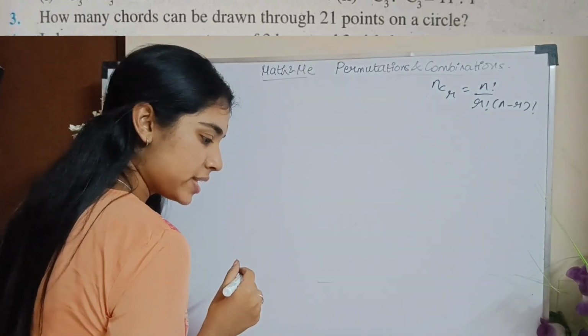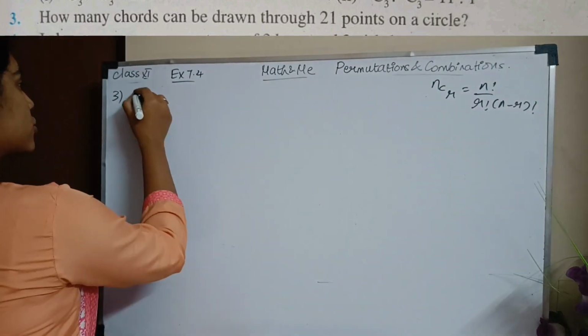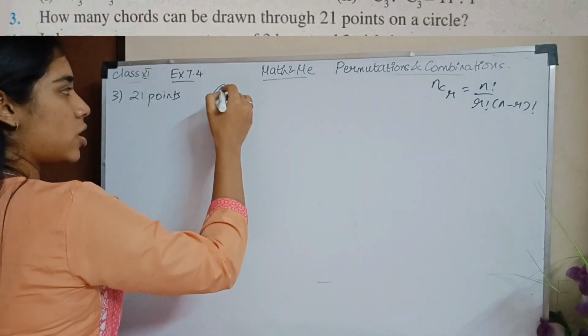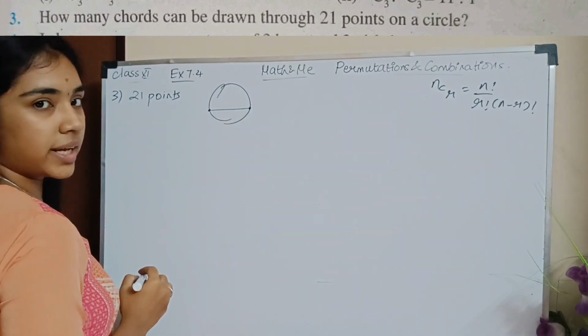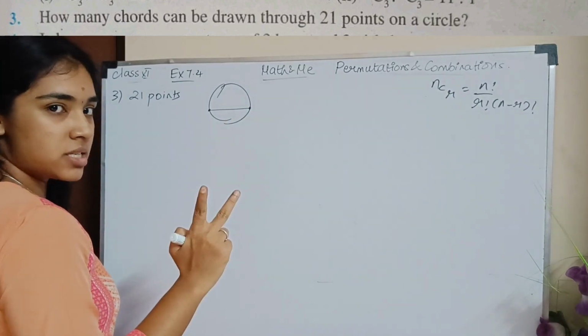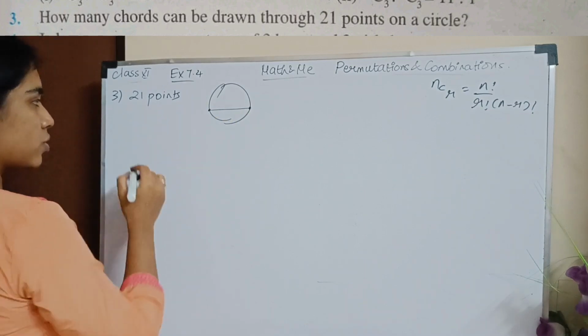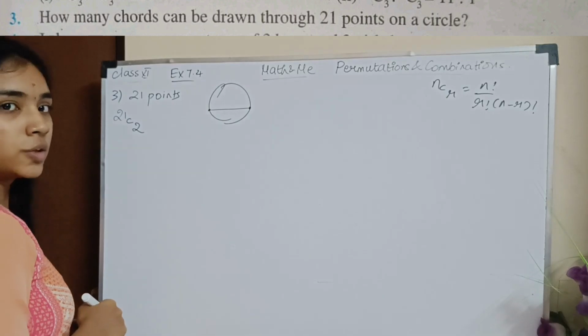Question number 3. How many chords can be drawn through 21 points on a circle? So the total number of points is 21. To draw a chord, how many points do I need? 1, 2. Correct? So I need 2 points to draw a chord. So I have 21 points in total, and I can choose 2 points out of the 21 to draw the chord.